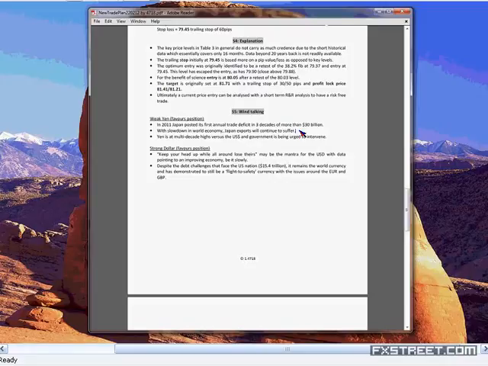Okay, the target is originally set at 81.17 with a trailing stop. Okay, so you get to that. Ultimately, current price can be analyzed as a short-term average street trade. And that's the whole idea, guys, to average street trade as quickly as possible.